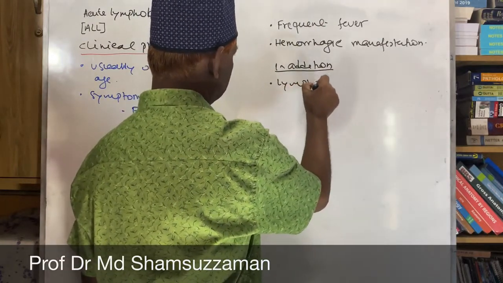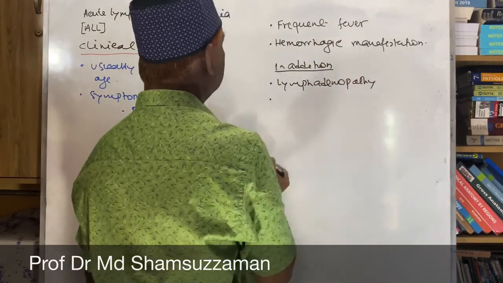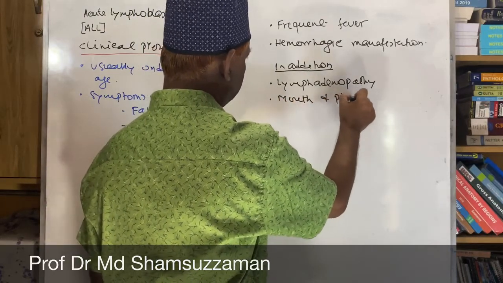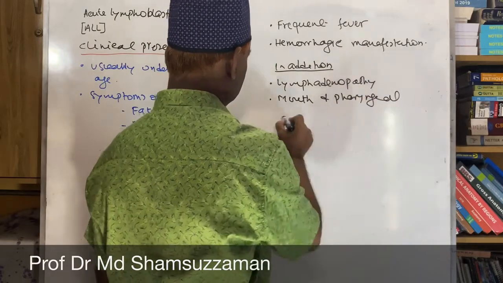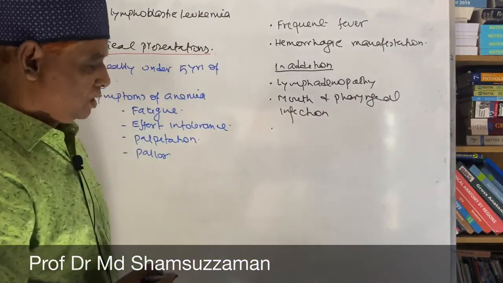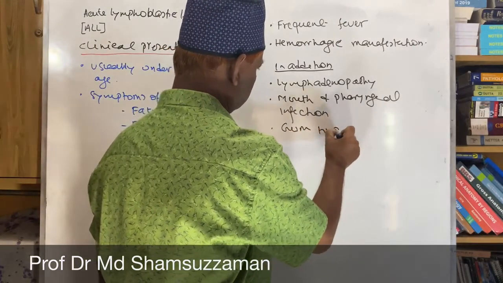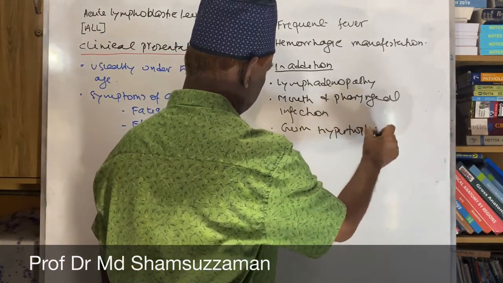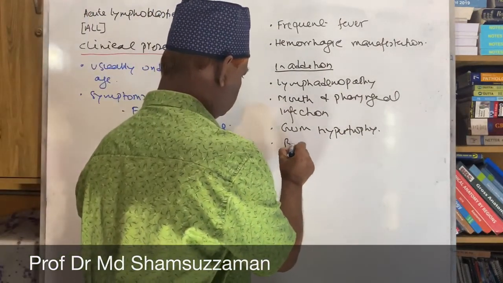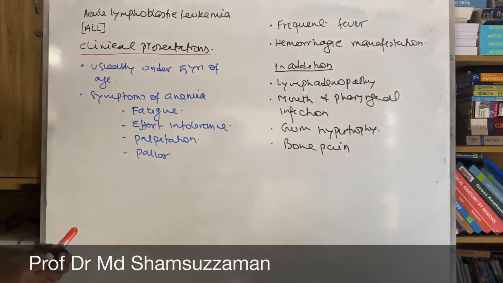lymphadenopathy, there may be mouth and pharyngeal infection, and the patient may develop gum hypertrophy also, and sometimes the patient may come to you with bone pain, usually in childhood. So these are the clinical presentations of acute leukemia.